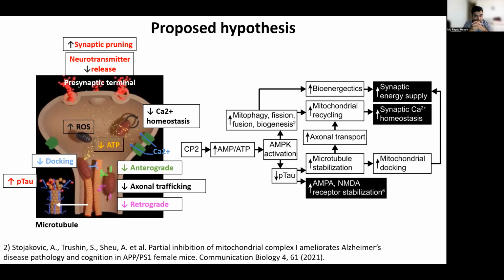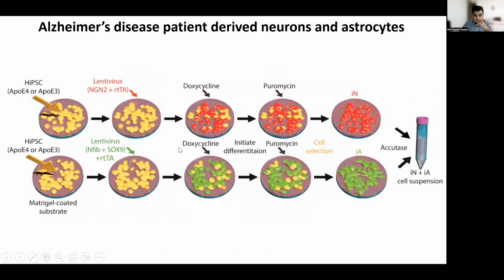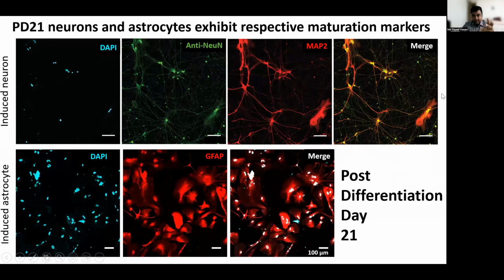So to prove this, we have to first prove if this is the case or not. Our hypothesis is based on the fact that in post-mortem Alzheimer's disease brain, at these sites, you will see that there are almost no mitochondria. So to prove this, and to prove our highly convoluted hypothesis, which I'm not going too much into now, we've made neurons and astrocytes and made these kinds of cultures.